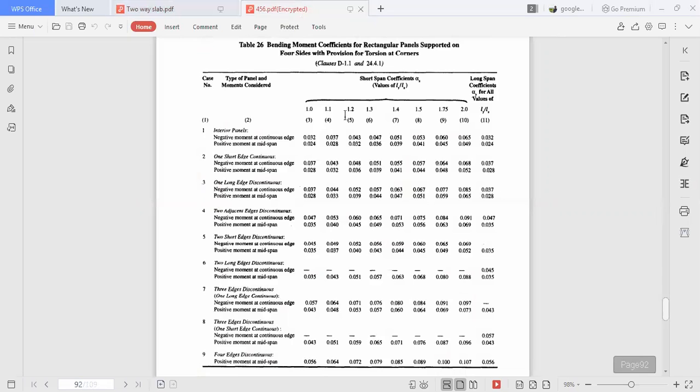And 1.24 directly is not there. 1.2 is there, 1.3 is there. From that we need to do interpolation. Okay, now just understand, from column 5 and column 6 we have to take the values and do interpolation.